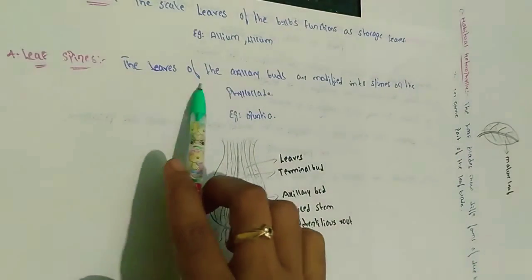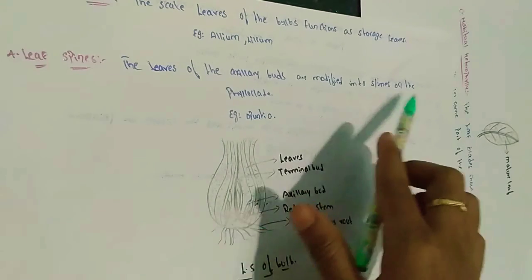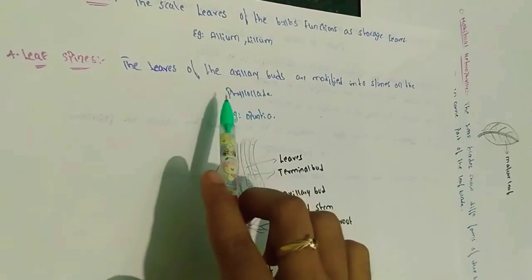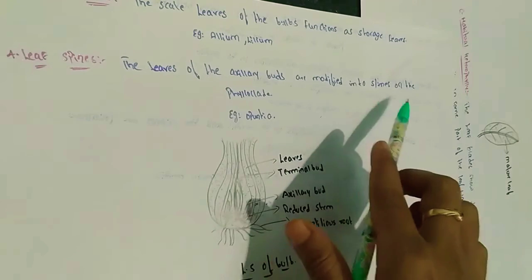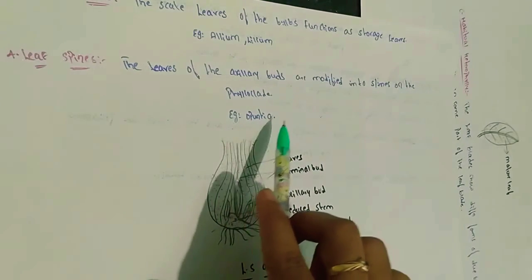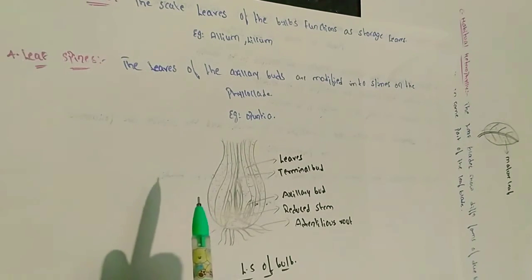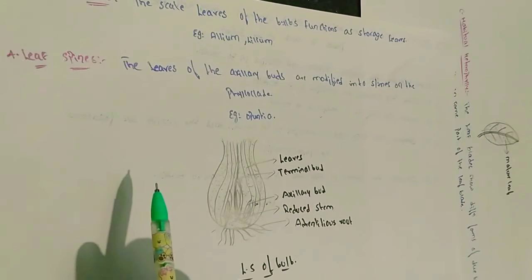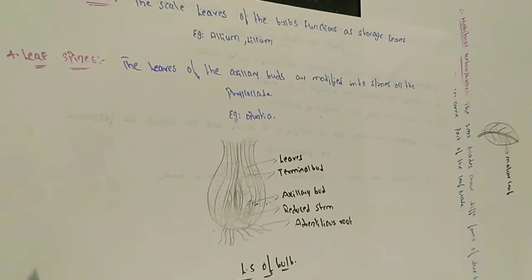Fourth type, leaf spines. The leaves of the axillary buds are modified into spines on the phylloclade. Example, Opuntia. Axillary bud means an embryonic shoot located in the axil of a leaf. So it is called axillary bud.